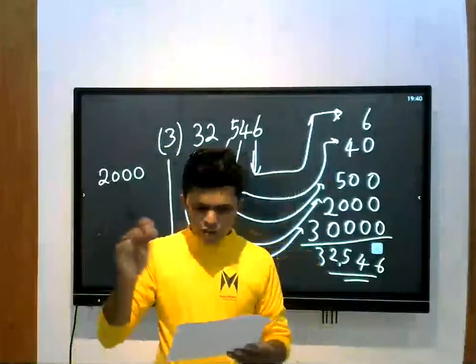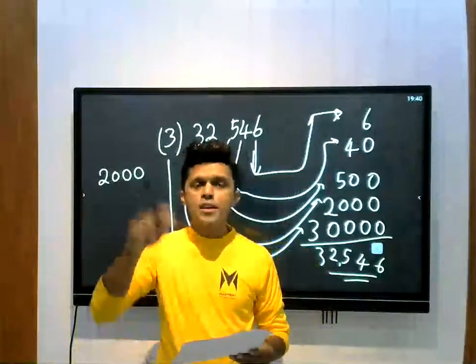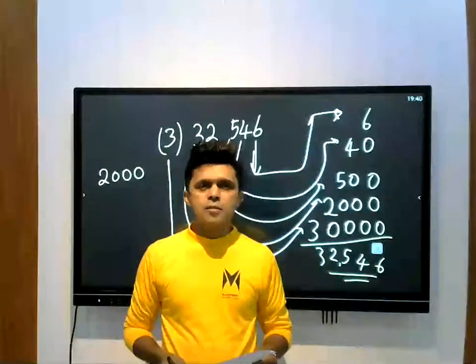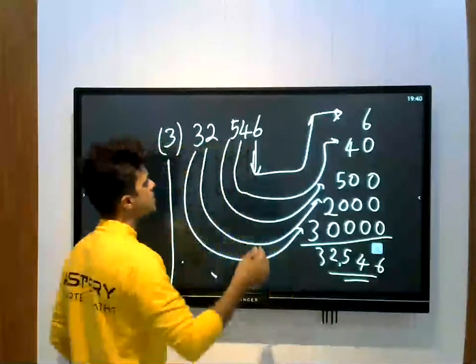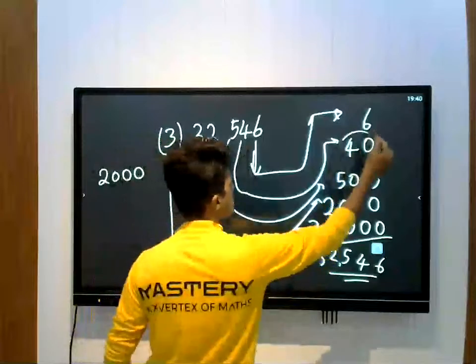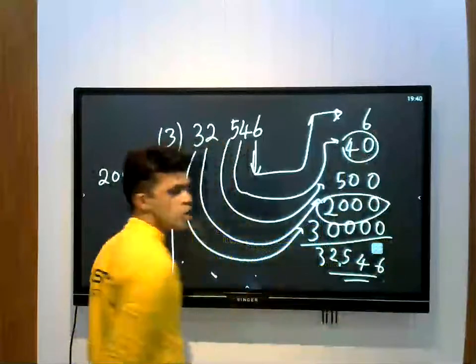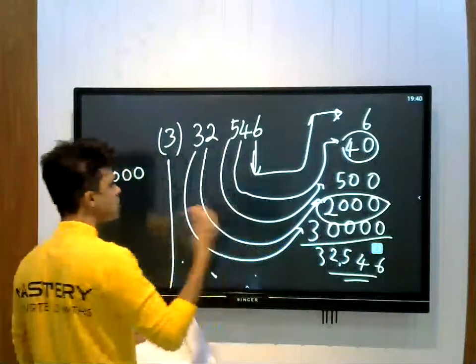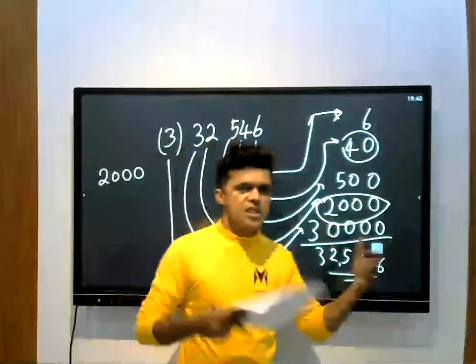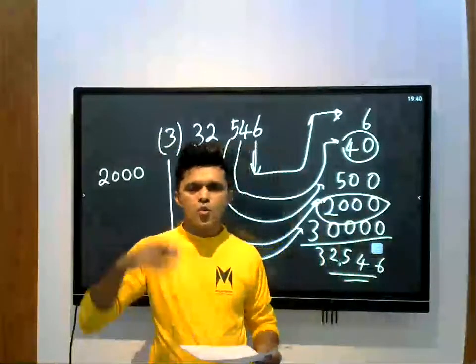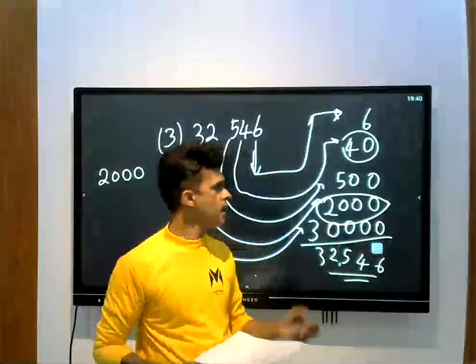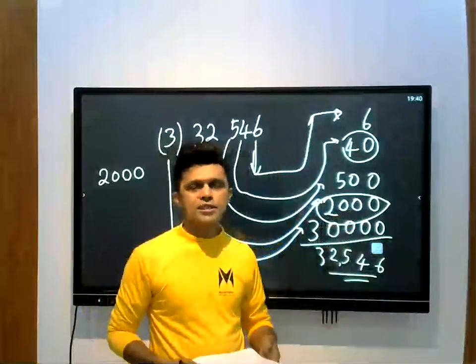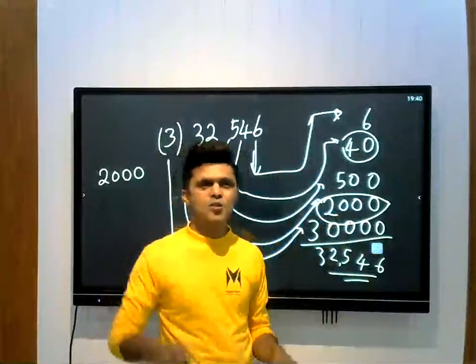How many times is the value represented by 4? The value represented by 4 is 40. Value represented by 2 is 2000. So which means, what is the digit that you need to multiply 40 by so as to get 2000? That's the question here.